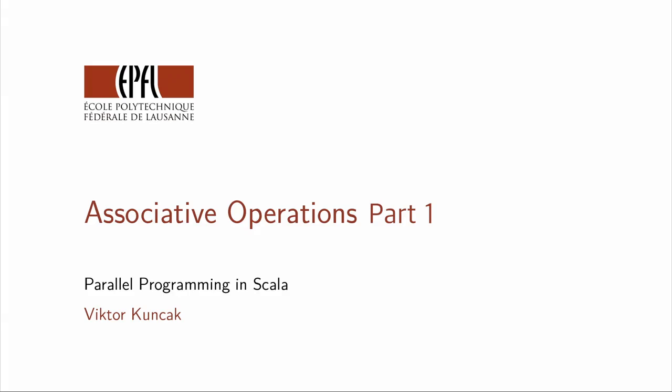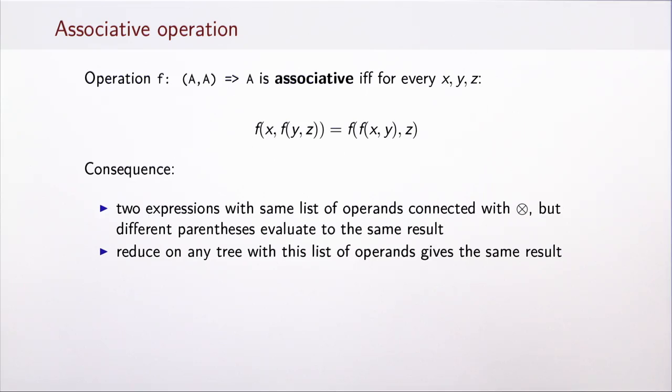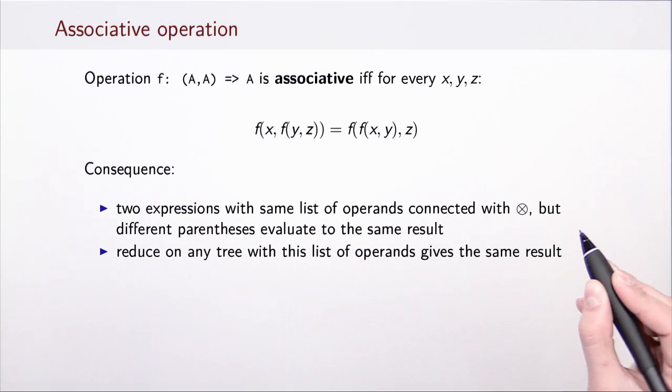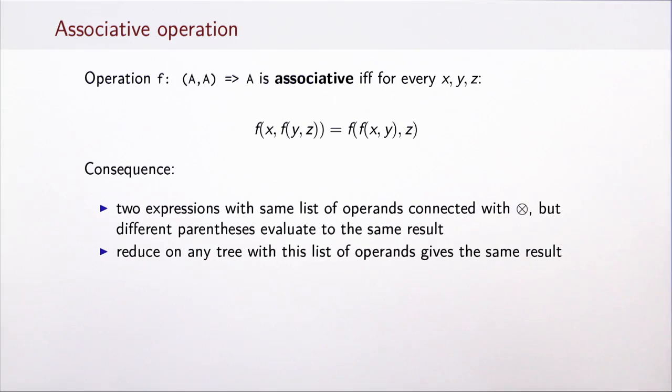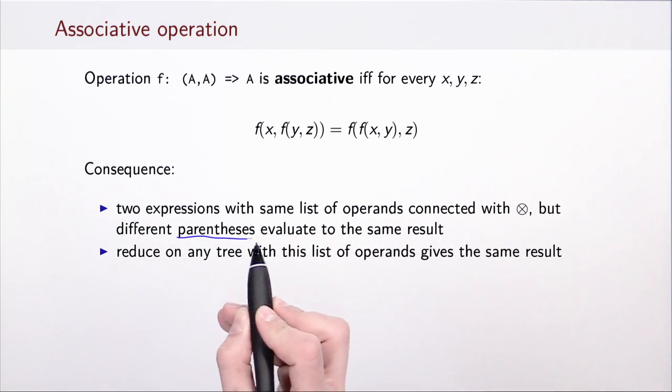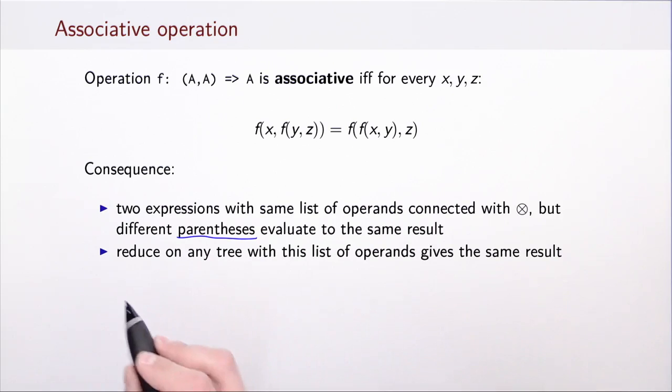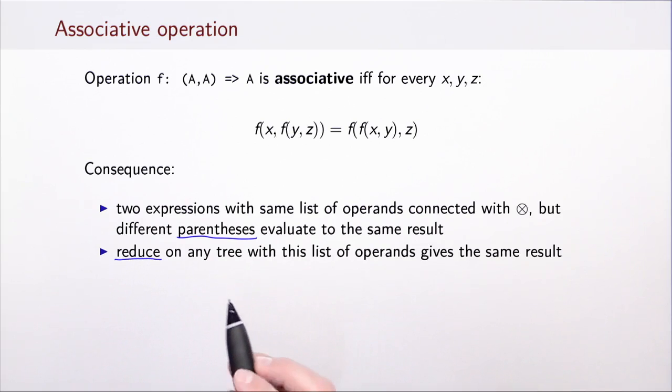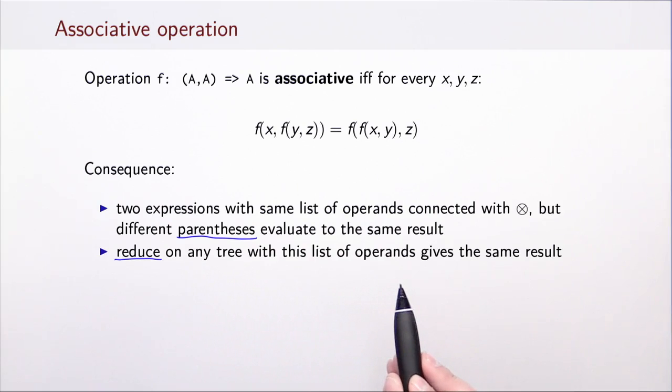Let's examine some more associative operations. We have seen the definition of associativity, as well as the consequence that for an associative operation, two expressions with the same list of operands will evaluate to the same result regardless of the parentheses that we insert. And in terms of reduce and parallel reduce, what this means is that regardless of the shape of the tree, if the list of operands is the same, we get the same result.